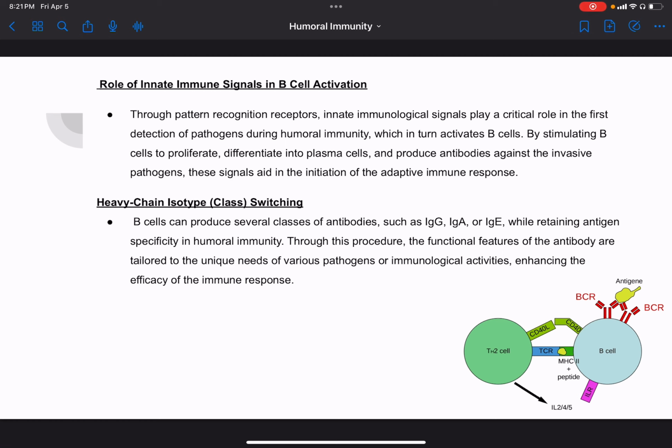As for heavy chain isotype class switching, B cells can produce several classes of antibodies, such as IgG, IgA, or IgE, while retaining antigen specificity in humoral immunity. Through this procedure, the functional features of the antibody are tailored to the unique needs of various pathogens or immunological activities, enhancing the efficiency of the immune response.